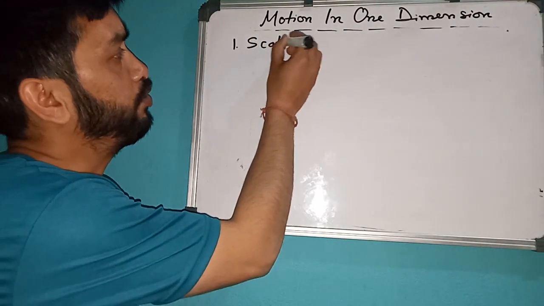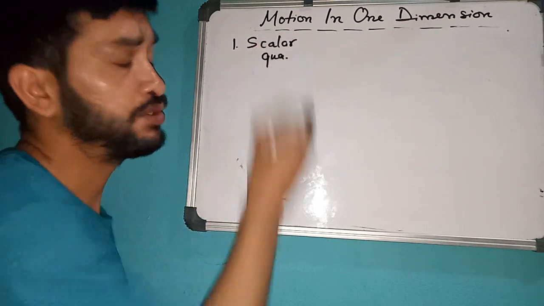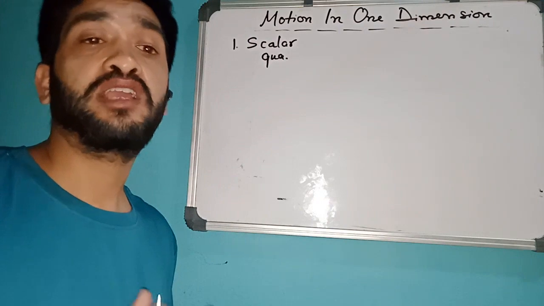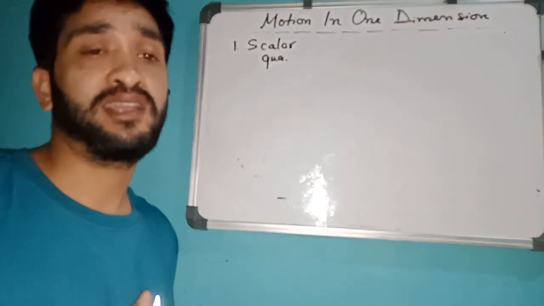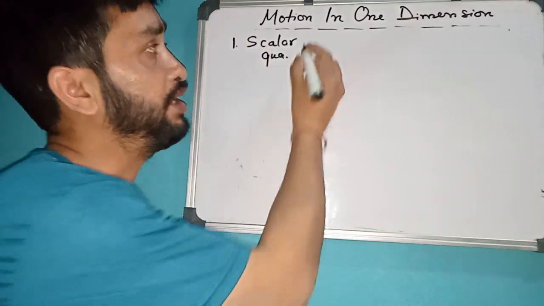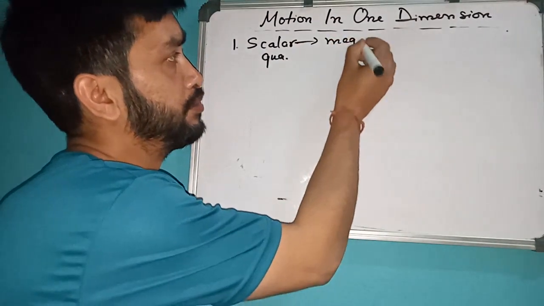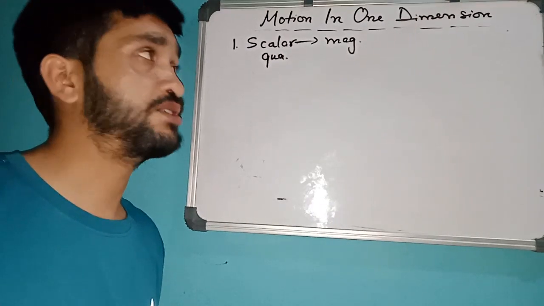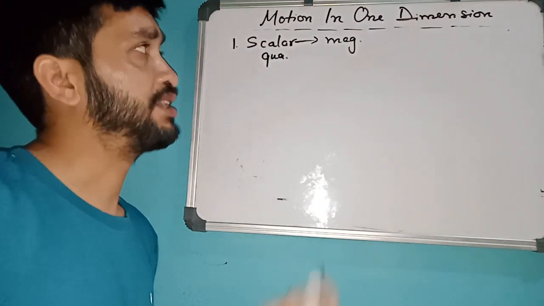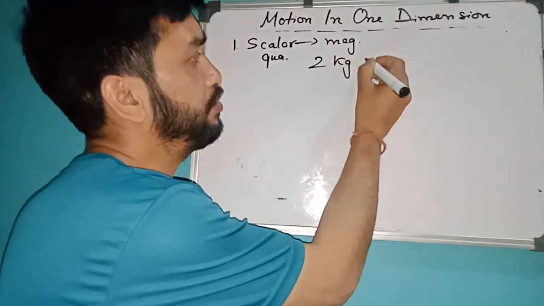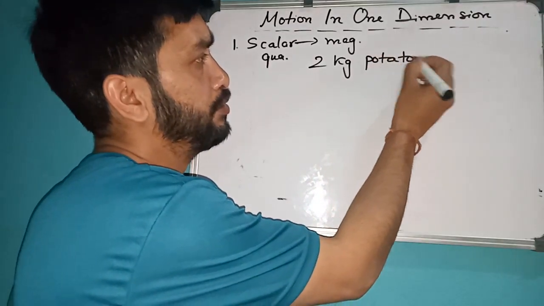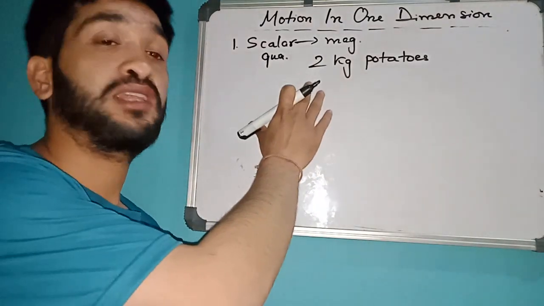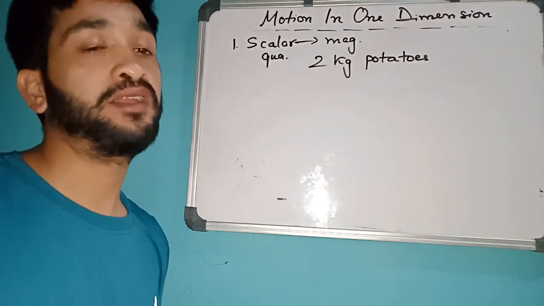First one, we will discuss what you mean by scalar quantity. So see, scalar quantity simply means a quantity which does not have any direction. If it doesn't possess any direction, that is called a scalar quantity. It means it consists of only magnitude. Only magnitude is there. For example, your temperature, mass, volume, they don't give you any direction. Example, suppose 2 kg potatoes. So for this we don't need any direction. It means the scalar quantity gives you a complete meaning in itself.